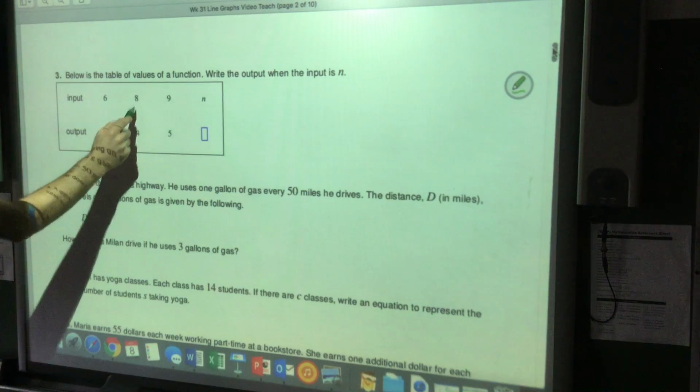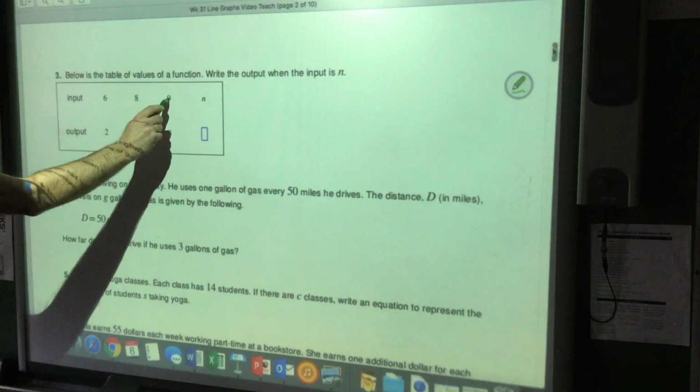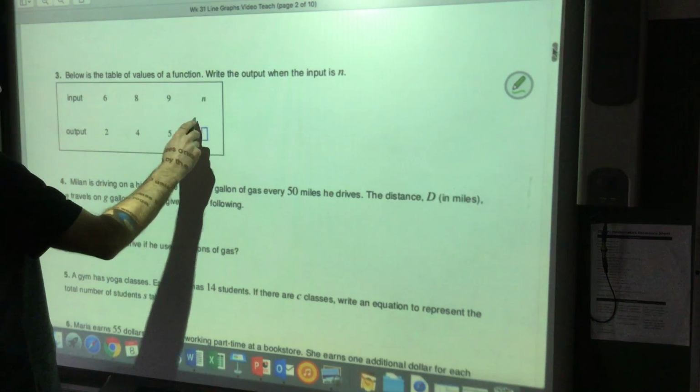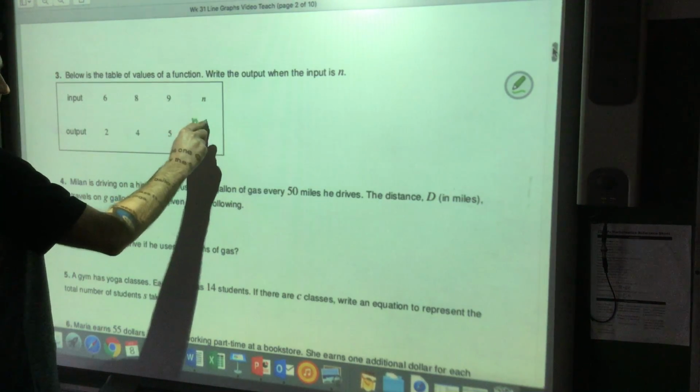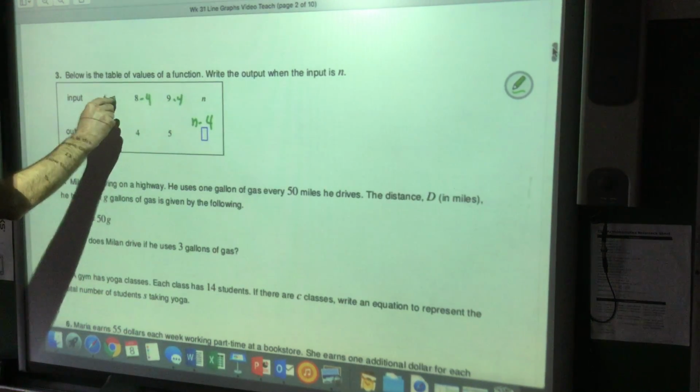Ooh, it looked at first like I was cutting it in half, but that's not what I'm doing. I'm subtracting 4, subtract 4, subtract 4, subtract 4. So what's 4 less than n? N minus 4. 9 minus 4, 8 minus 4, 6 minus 4.